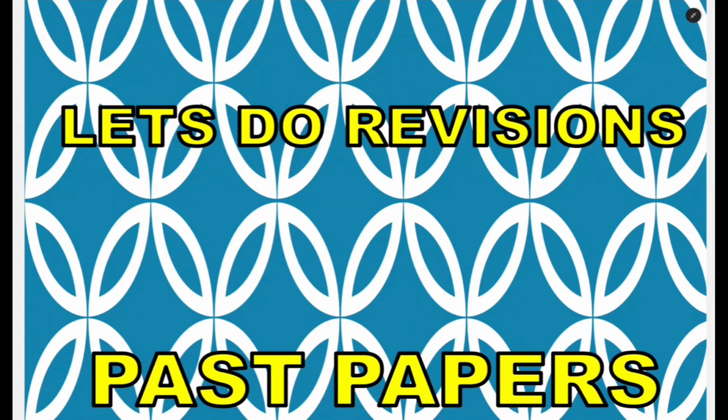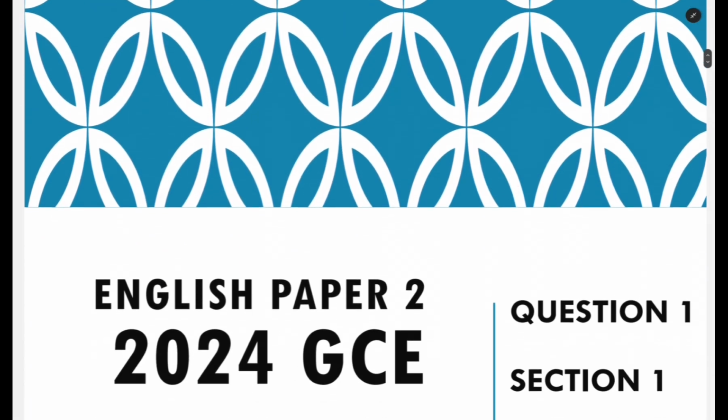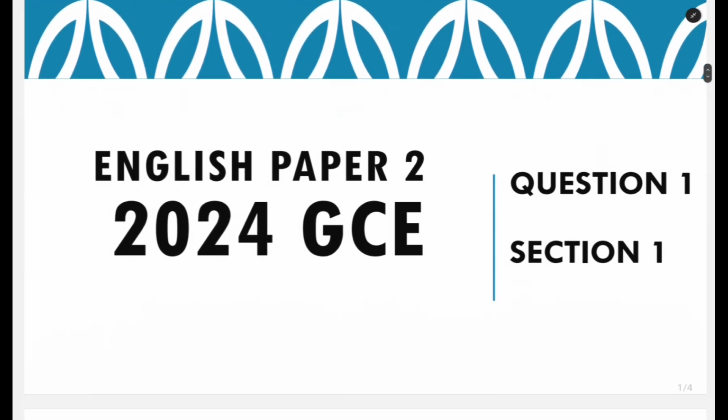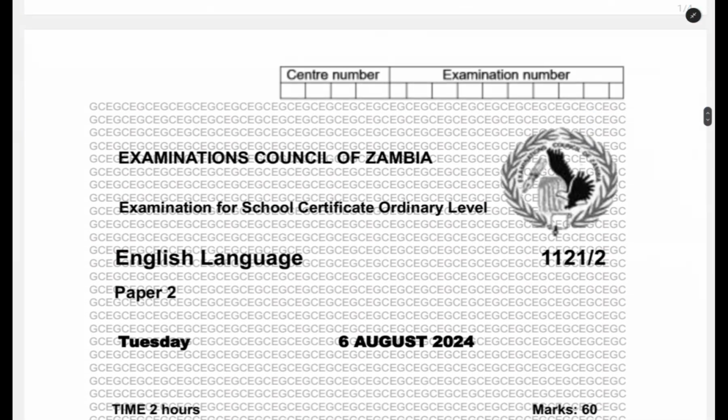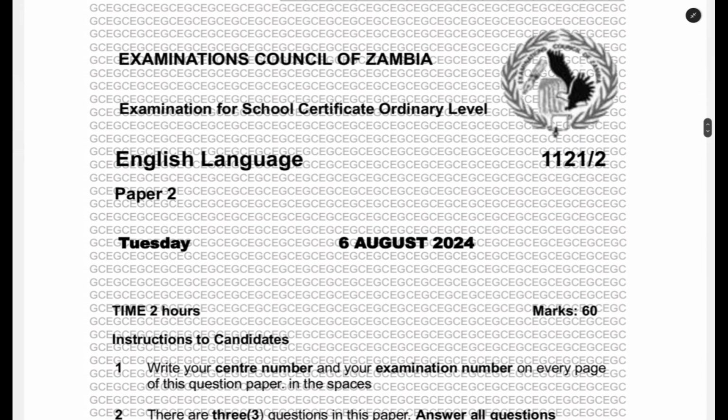So today we're just going to revise another past paper, and the past paper that we are going to revise this time is English Paper 2 2024 GCE, and our concentration will be question number 1 and section 1. So we are going to solve question 1 section 1. Without much wasting of the time, let us just go direct into the paper.